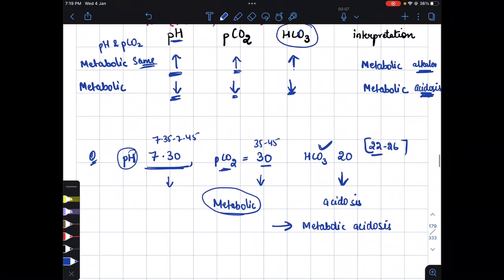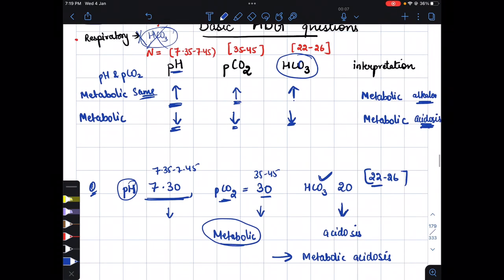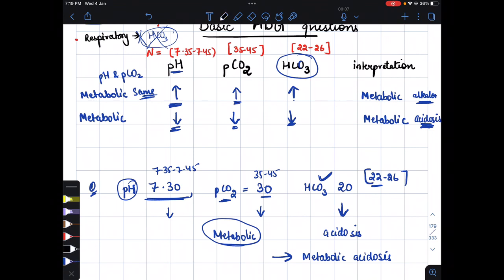Now after this we also have to check whether it is respiratory alkalosis or respiratory acidosis. For that we have to remember that if the pH and partial pressure of CO2 values are not equal, like if pH is decreasing then CO2 is increasing, like both are not decreasing at the same time. If they decrease at the same time then it is a case of metabolic. But if they are unequal, suppose here pH value is increasing and the partial pressure of CO2 is decreasing, then it is a case of respiratory. So here it is a case of respiratory.